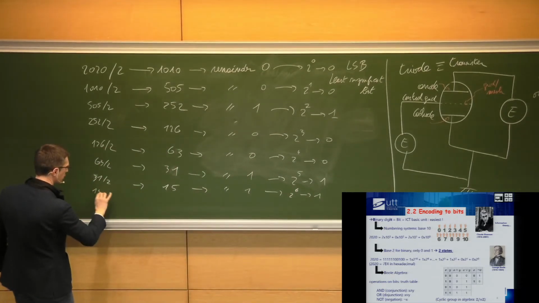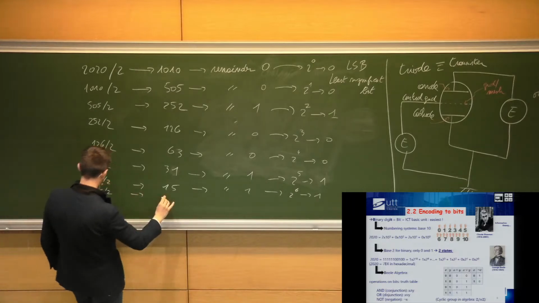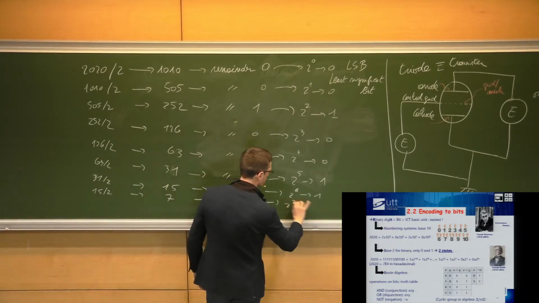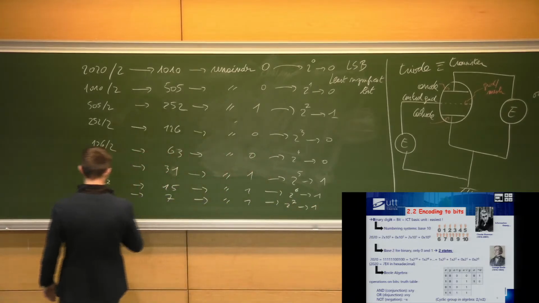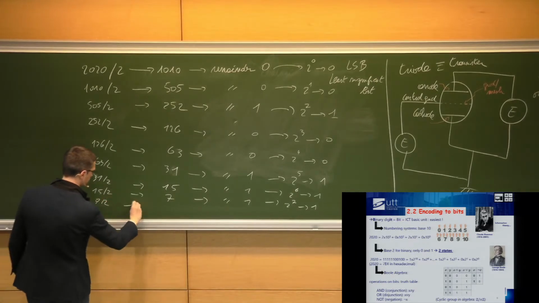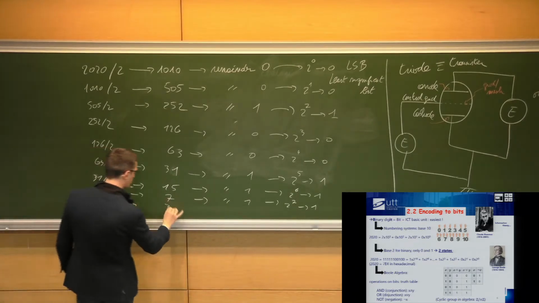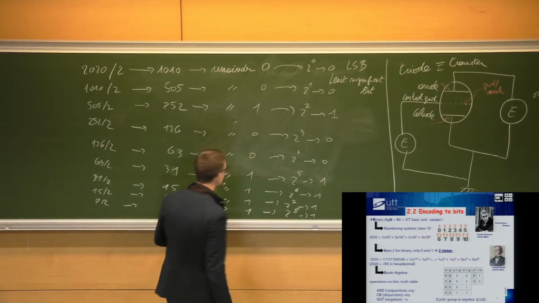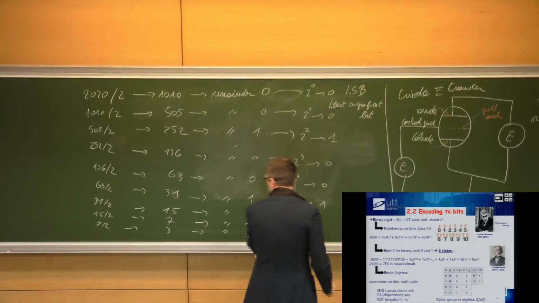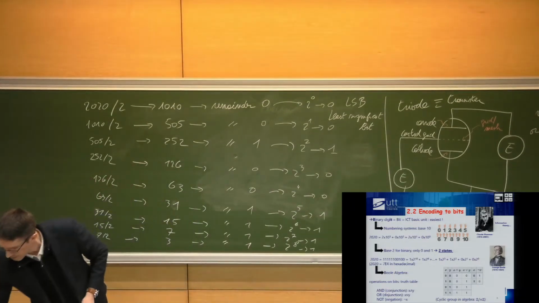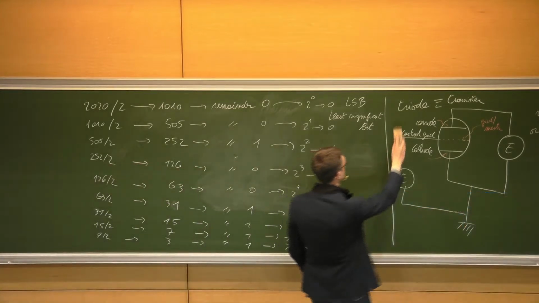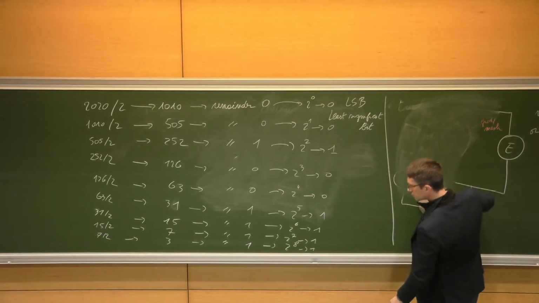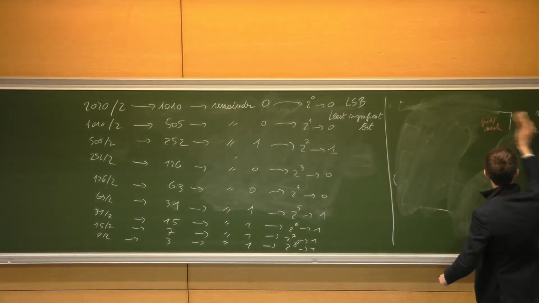And then we might as well finish now. 15 divided by 2. That's 7. Remainder 1. 2 to the 7 gives 1. Then 7 divided by 2 gives 3. Remainder 1. 2 to the 8, 1. And then if I finish here, I will eventually get to the most significant bit, which is the last one, which is, in this case, 2 to the power of 10. Hopefully, I didn't get it wrong.